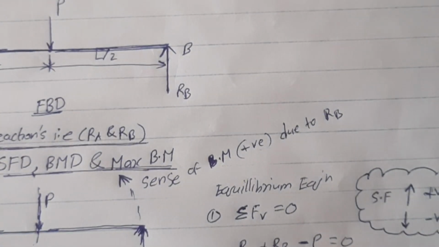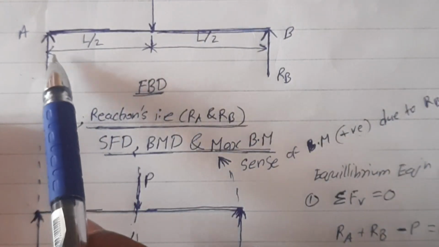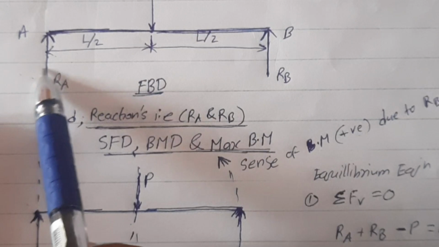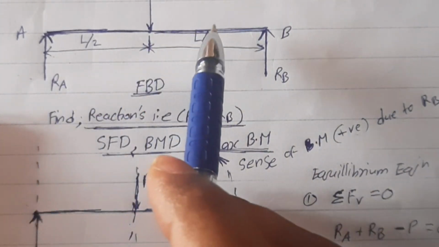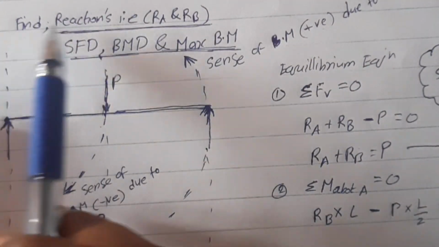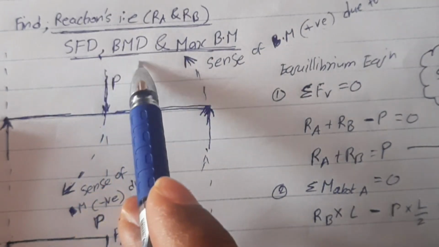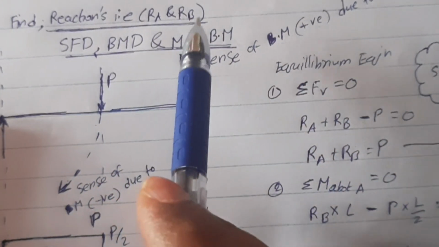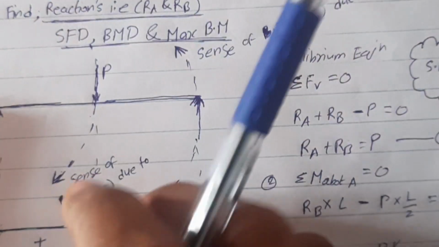Let us solve the question. See, this is the free body diagram where the supports are replaced by reaction forces and the applied load is on the beam. And what is to be found? We have to find the shear force, bending moment, the shear force diagram and bending moment diagram, as well as the maximum bending moment in the given beam.